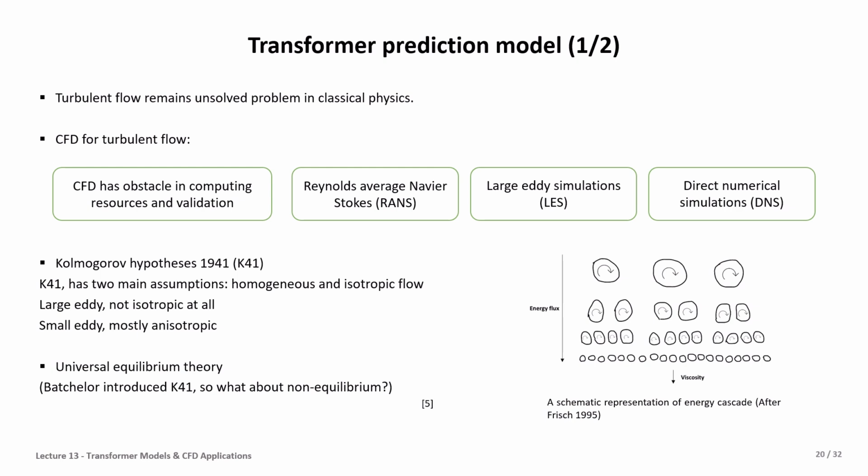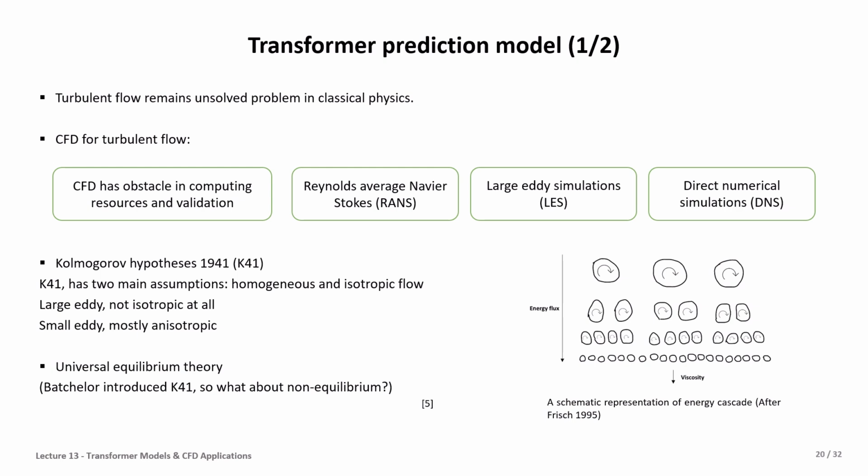This is a recall about the problem of turbulent flow. As we know, it's an unsolved problem in classical physics. And here, the methods we mentioned in CFD could be used, around LES and DNS. About the available hypotheses in terms of turbulent flow, there are two main assumptions. One is homogeneous and isotropic, but the large eddies are completely not isotropic, and the small eddies are mostly anisotropic. So this makes this hypothesis work only in a limited area.